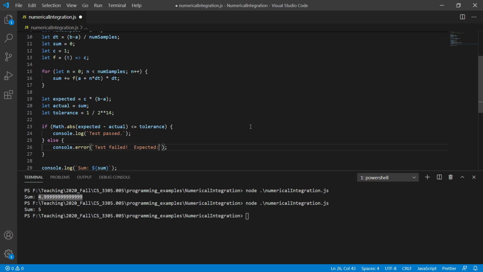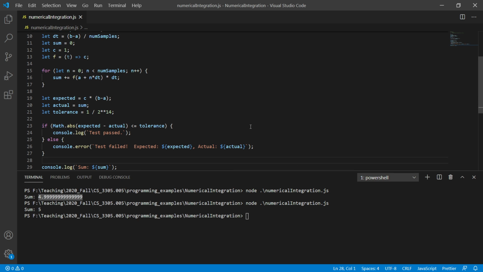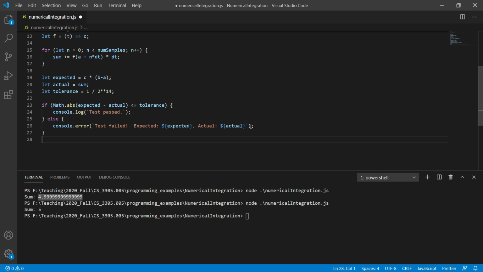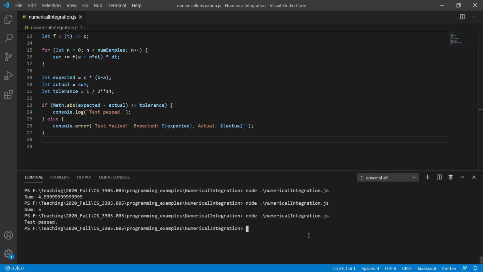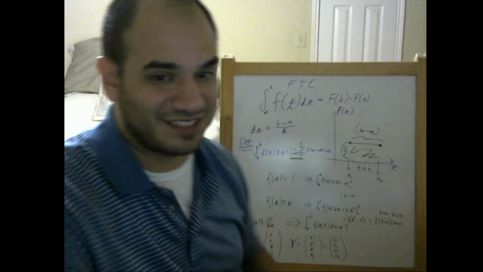And then we indicate what the error was. Okay, our test passed, so we succeeded on our first integral. Excellent. Okay, so now we move on to the second integral.